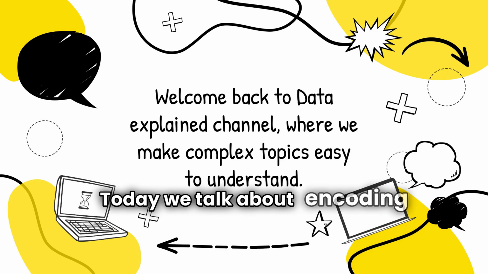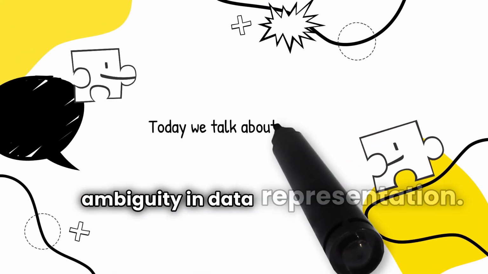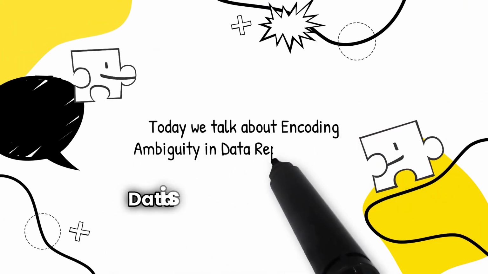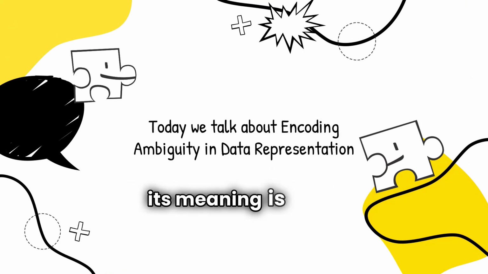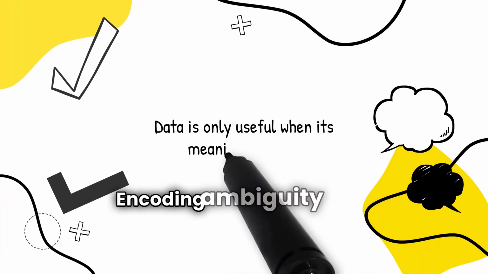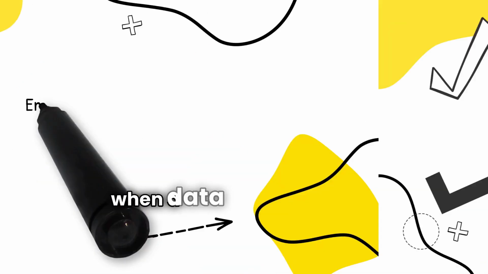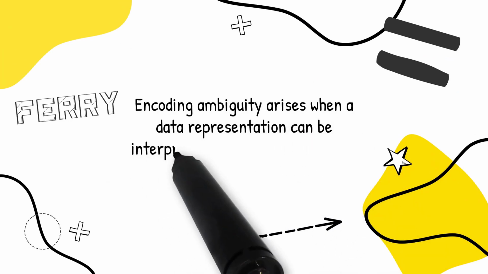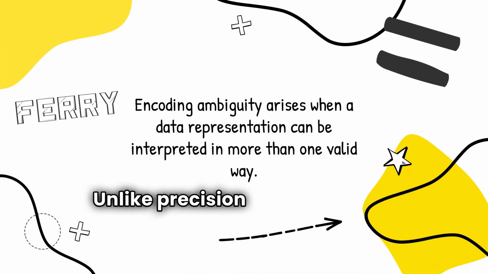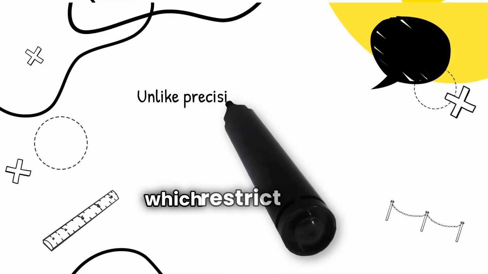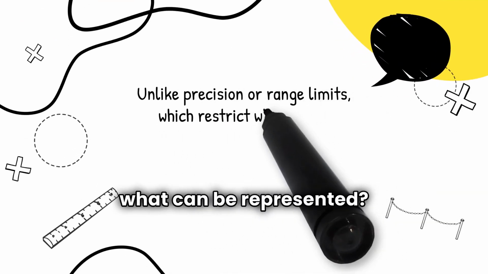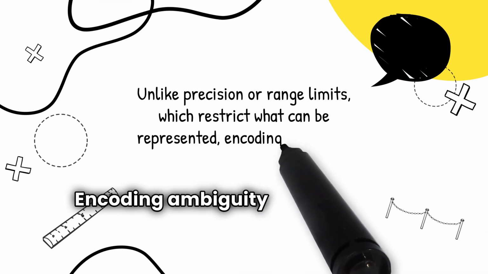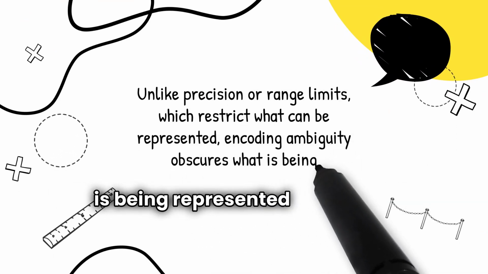Today we talk about encoding ambiguity in data representation. Data is only useful when its meaning is clear. Encoding ambiguity arises when a data representation can be interpreted in more than one valid way. Unlike precision or range limits, which restrict what can be represented, encoding ambiguity obscures what is being represented.